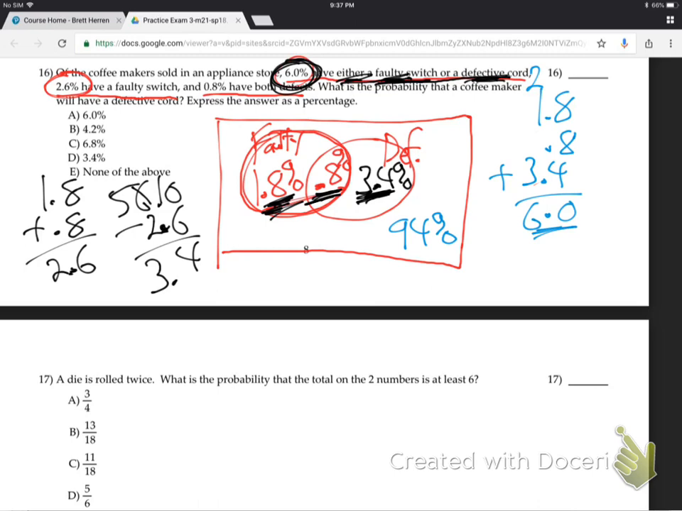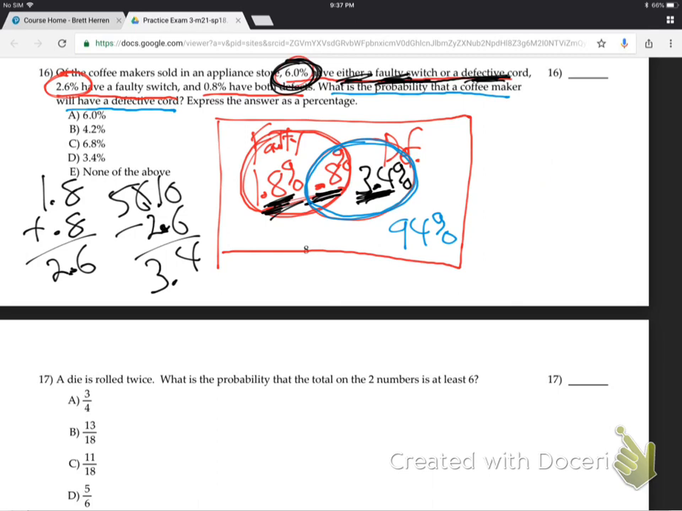Maybe I should just read what their question is. What is the probability that a coffee maker will have a defective cord? Defective cord is the whole defective cord circle. So I just need to add up the defective cord circle, which is 0.8 and 3.4. What's that one? 4.2%. B. There it is. Right? Because the question was, coffee maker will have a defective cord.